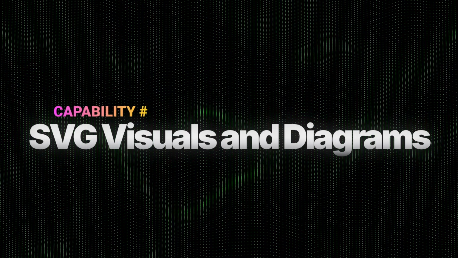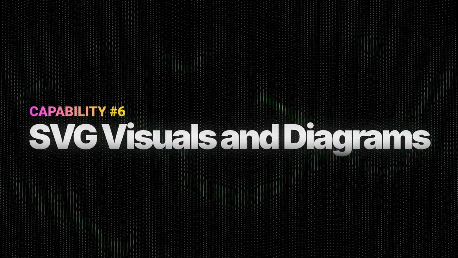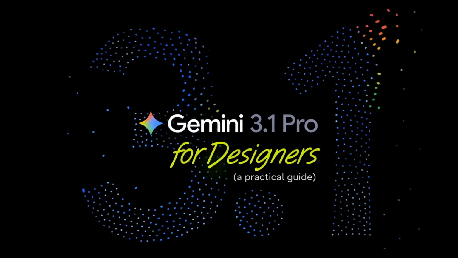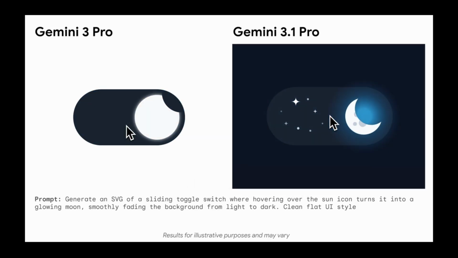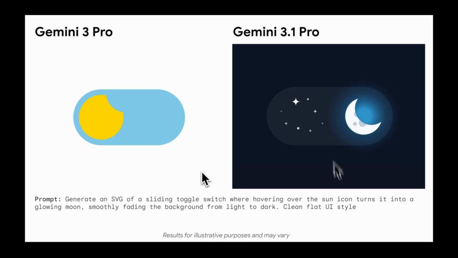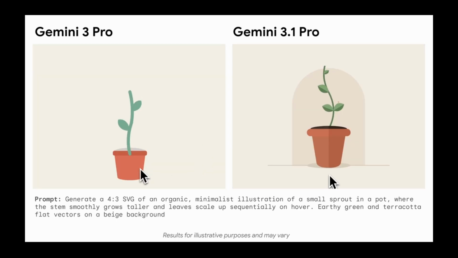One more capability worth knowing about, generating visuals directly from a text prompt. Gemini 3.1 Pro can produce SVG illustrations, workflow diagrams, and infographics without any design software. If you are making presentations, educational content, or social media graphics, this removes the step.